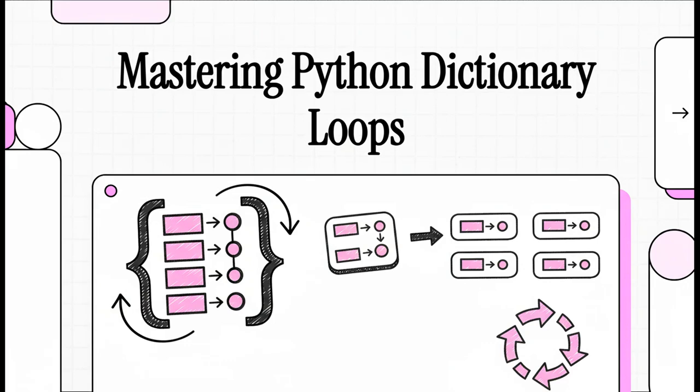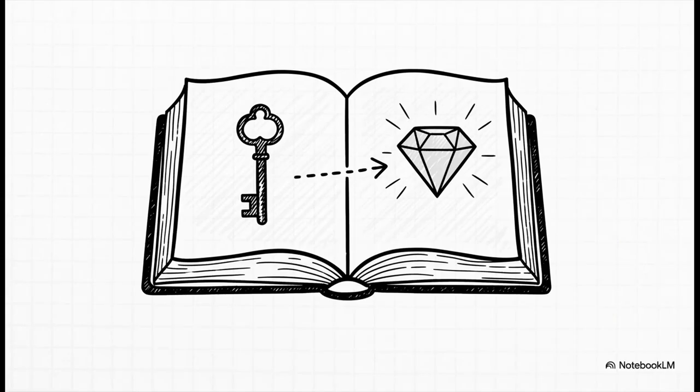Hey everyone, today we're going to tackle something that every Python programmer needs to know inside and out: how to loop through dictionaries the right way. Python dictionaries are just so powerful for storing data. The best way to think about them is like a real-world dictionary. You've got a word, that's your key, and it has a definition, that's your value. It's such a neat way to keep related info all bundled together.